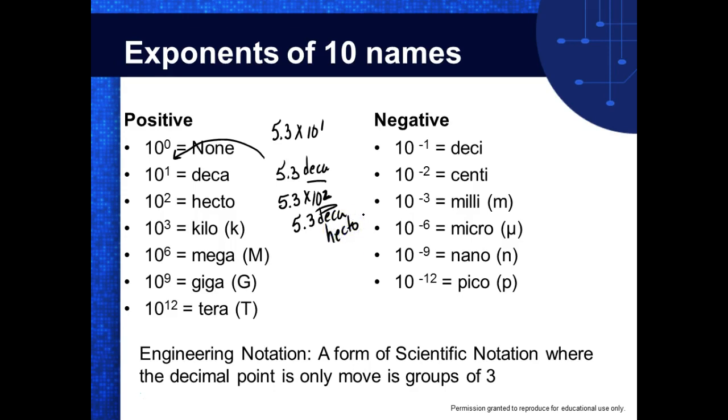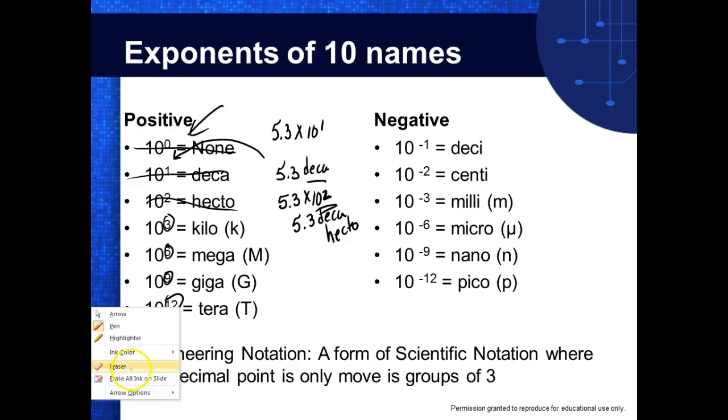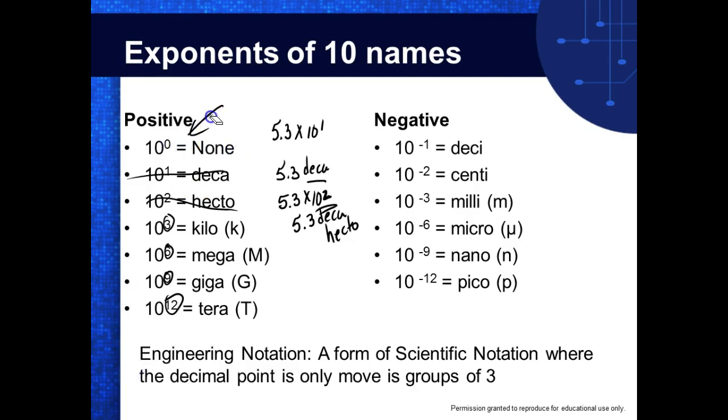Now, over time, what has happened? Notice what they do is they start jumping in 3s. So what we do in engineer notation, which we'll look at, we do have this one. You can't do away with 10 to the 0, but we do away with these 2 right here. Everybody okay?